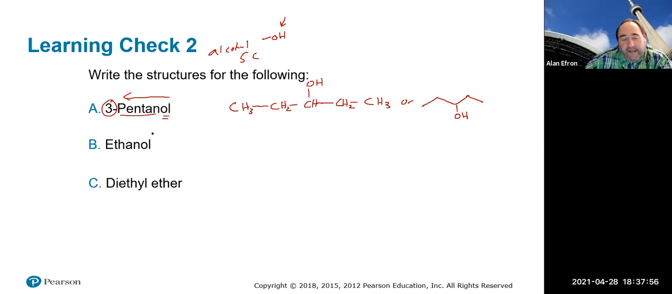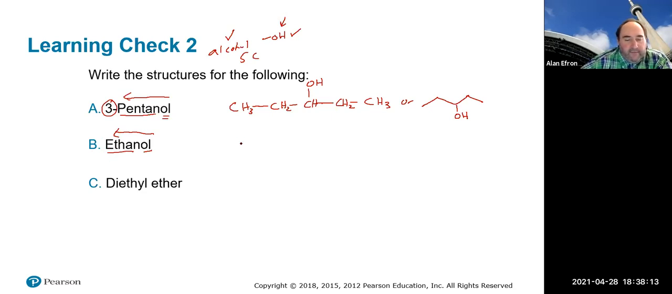Ethanol, we work the same approach here. So "ol" again tells us it's an alcohol. Again, should have an OH group. Ethanol tells us it's only 2 carbons. I don't see a number there, which implies that it doesn't matter where I place the OH because it's always going to be on the right carbon.